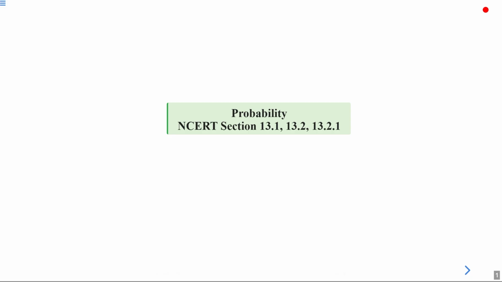So in today's class we will explore mathematics, probability and CRT section 13.1, 13.2, 13.2.1. So let's start.